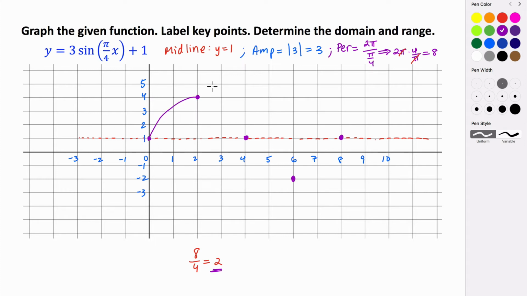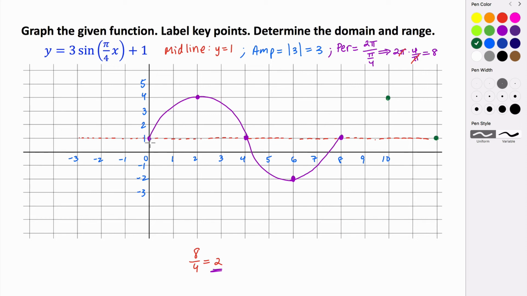So it's going to go up like this, and then back down. Whoop, this is kind of bad. Back down like this, and then down here like this, and then up there. And then we could continue to graph this by following the same pattern. So at 10, we would reach a maximum. And then over here at 12, we'd be back to our midline.